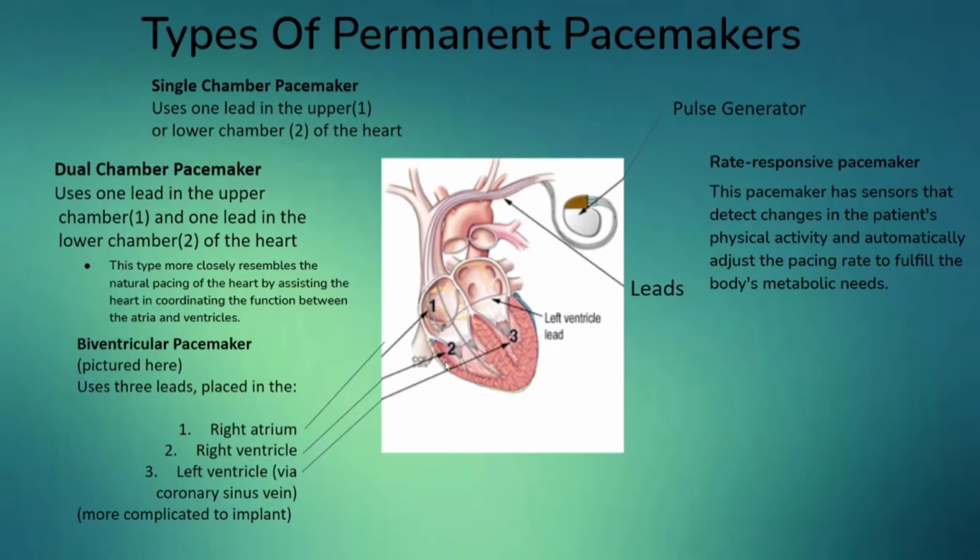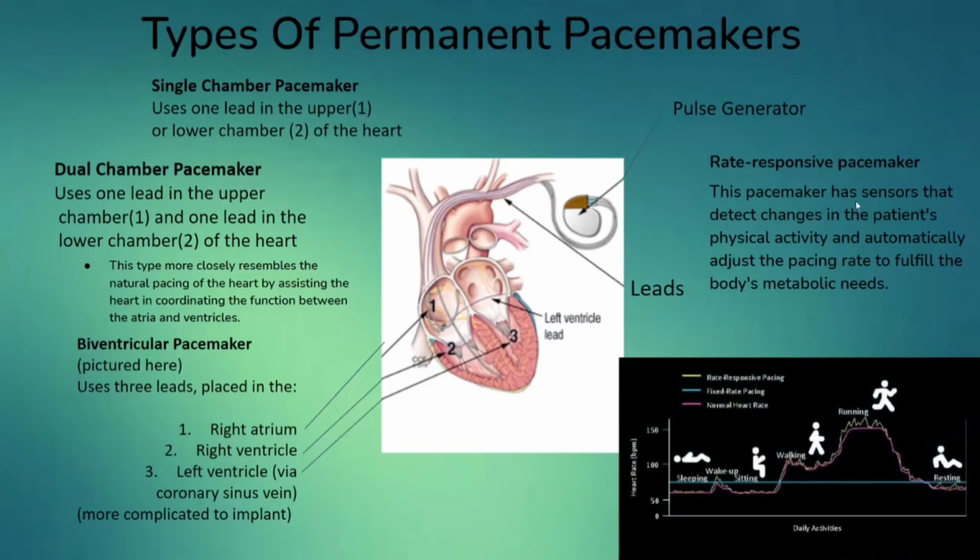And it assists the heart in coordinating the function between the atria and ventricles. So it is like a natural pacing of the heart. Another one is the biventricular pacemaker, which uses three leads placed in the right atrium, right ventricle, and left ventricle via the coronary sinus vein. It is more complicated to implant. Another one is the rate responsive pacemaker, which has sensors that detect changes in the patient's physical activity like waking up, sitting, walking, running, and automatically adjusts the pacing rate to fulfill the body's metabolic needs.